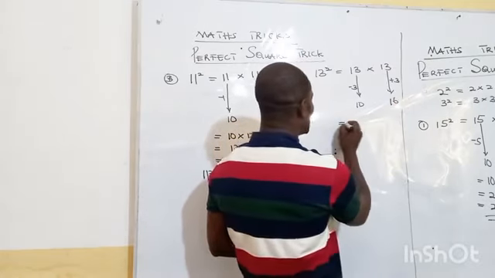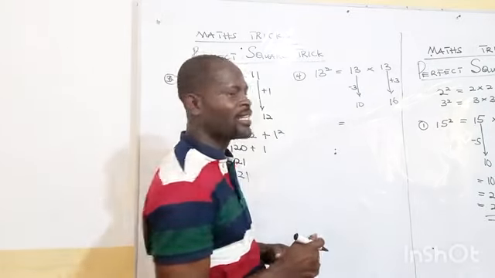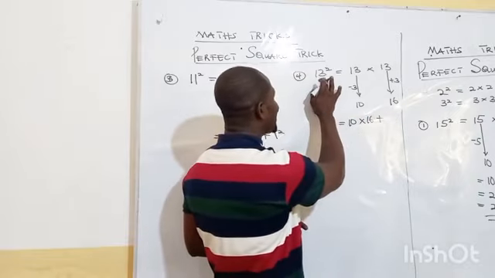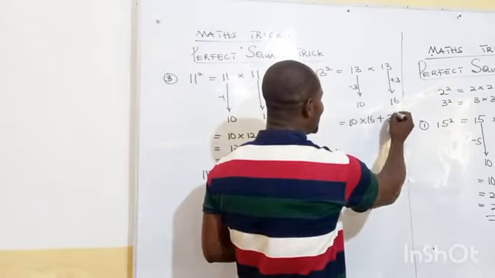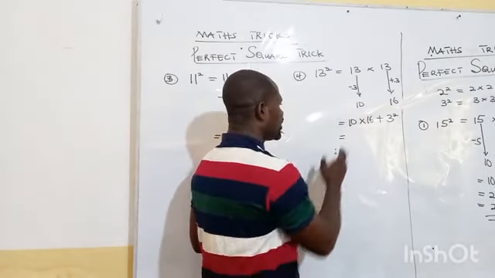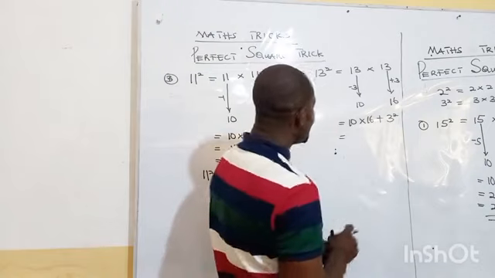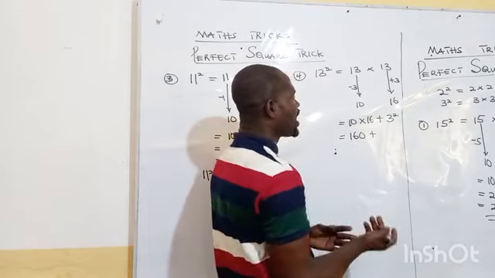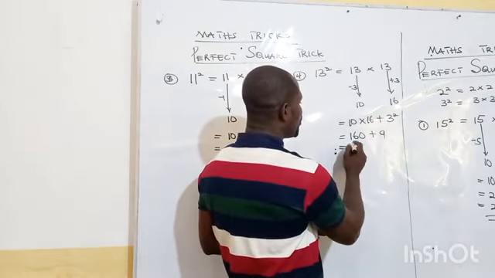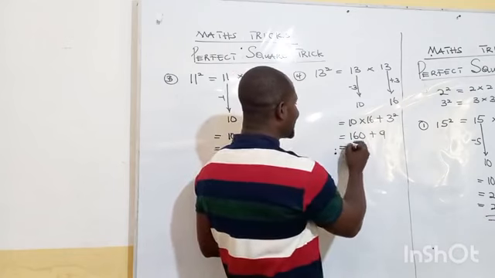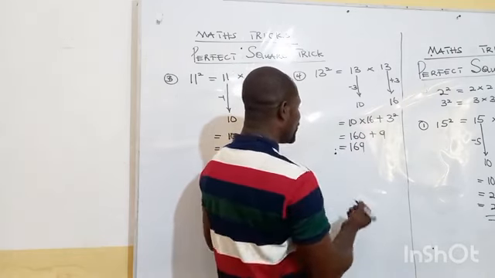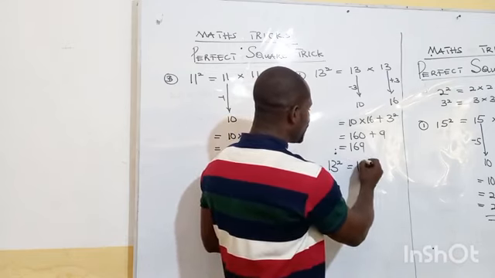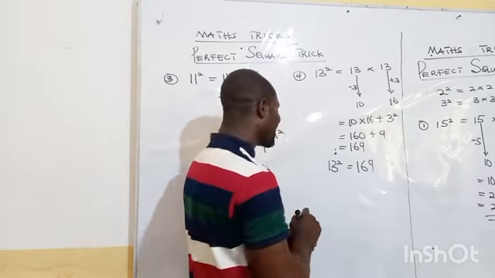So you now multiply the 10 by 16. So 10 times 16 plus the last digit, which is 3 squared. So 10 times 16 will give us 160 plus 3 squared. The 3 squared is giving us what? 9. So when you add 9 to 160, you are getting 169, which means that 13 squared, which is 13 times 13, you are going to get 169 as the perfect square.